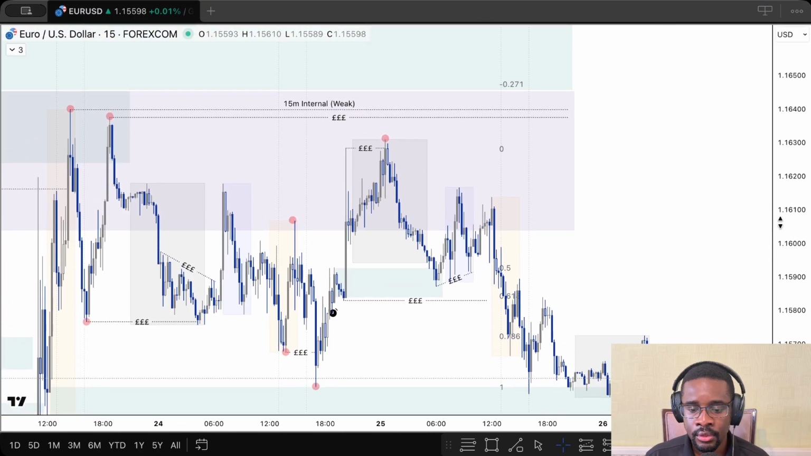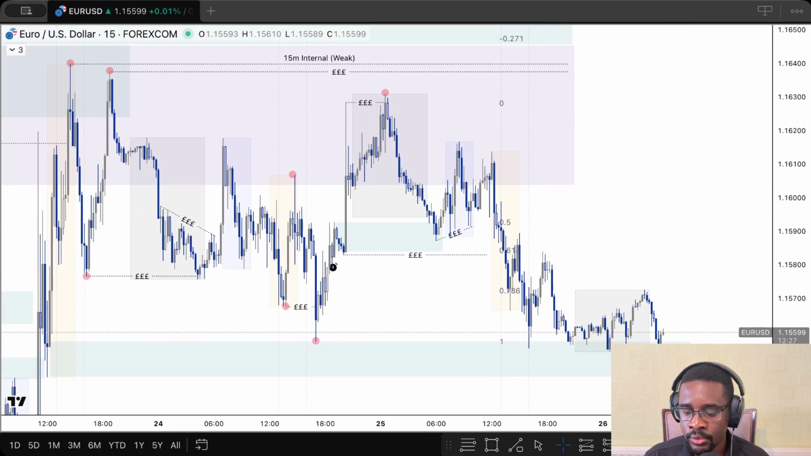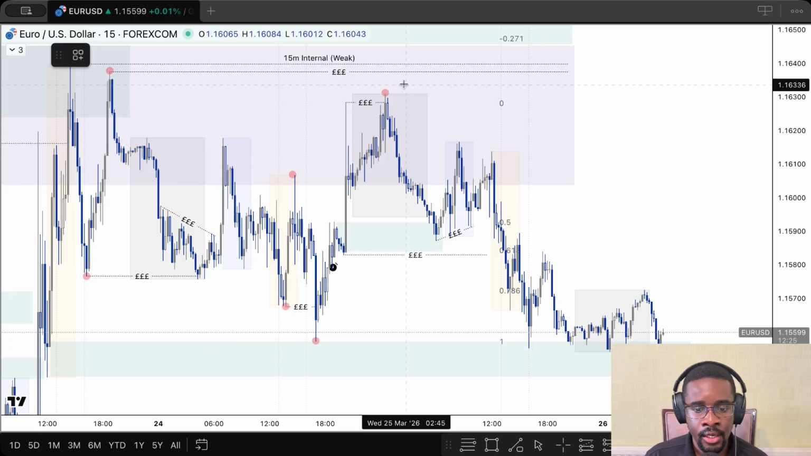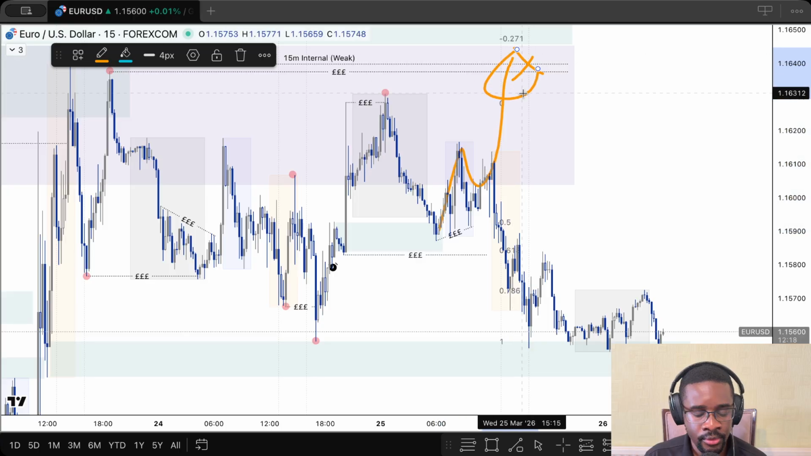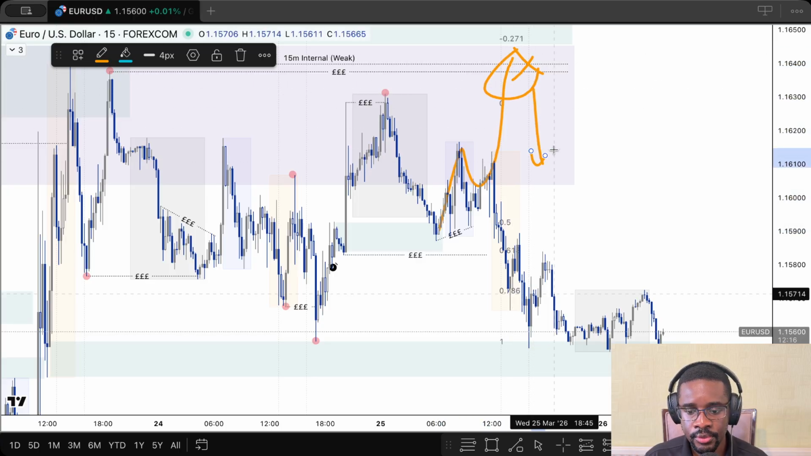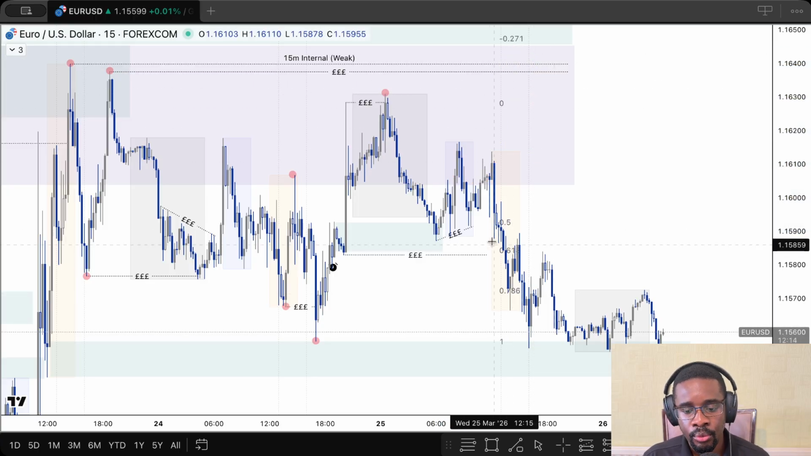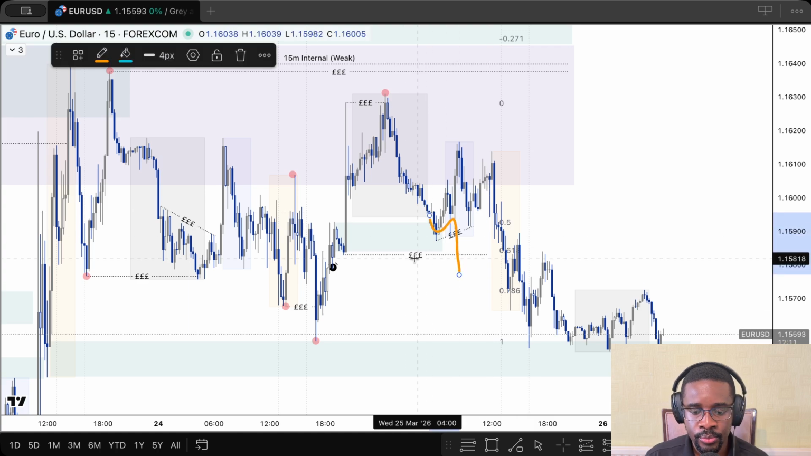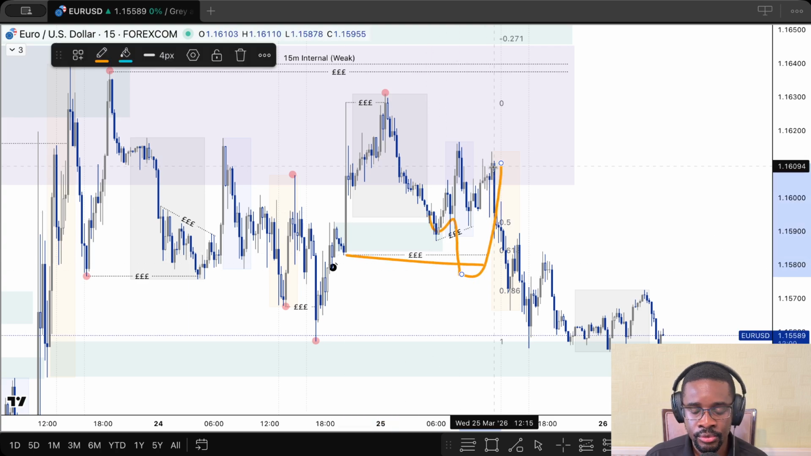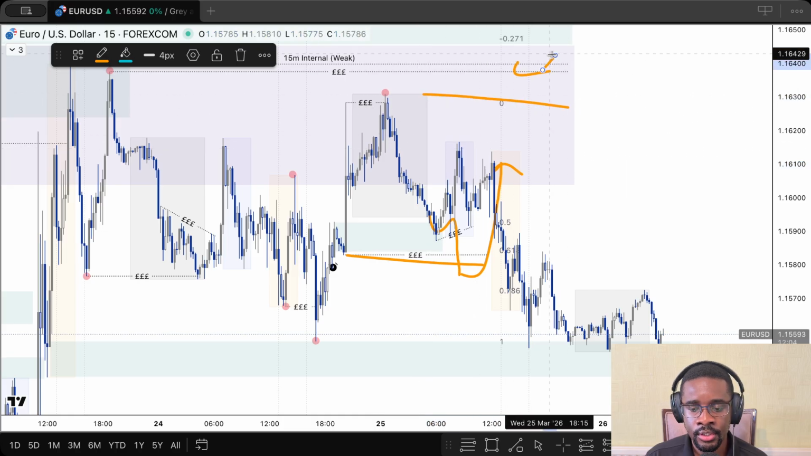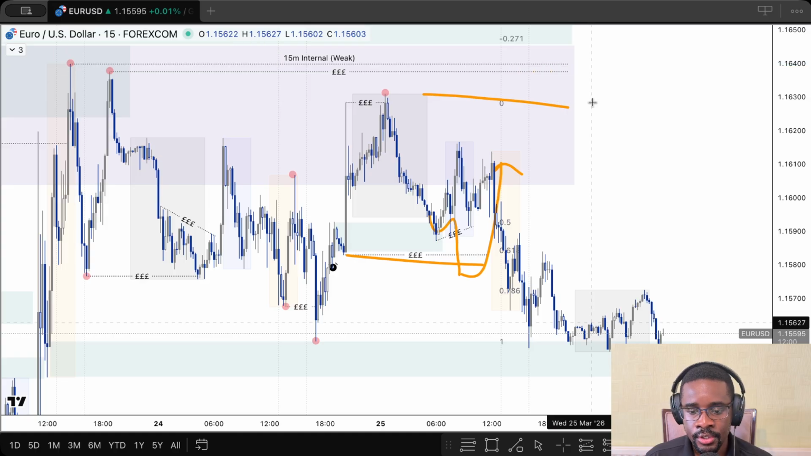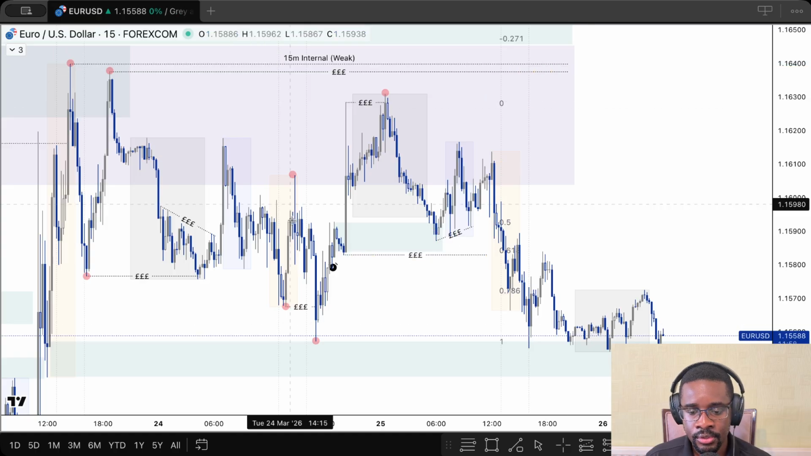Looking at yesterday, I was expecting price to at least come up, maybe mitigate these areas at the top in order to look for shorts, or to at least come down, sweep these areas first, and then look for longs, maybe towards here, or even targeting these relative equal highs. But as we can see, price just didn't do any of that.